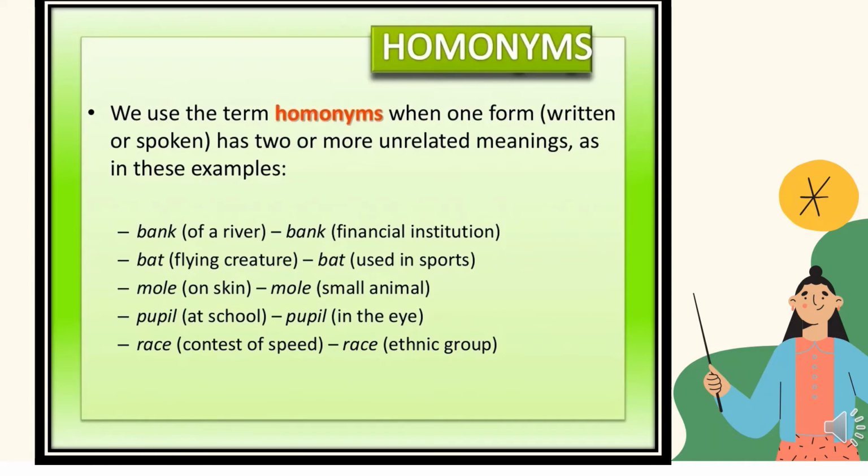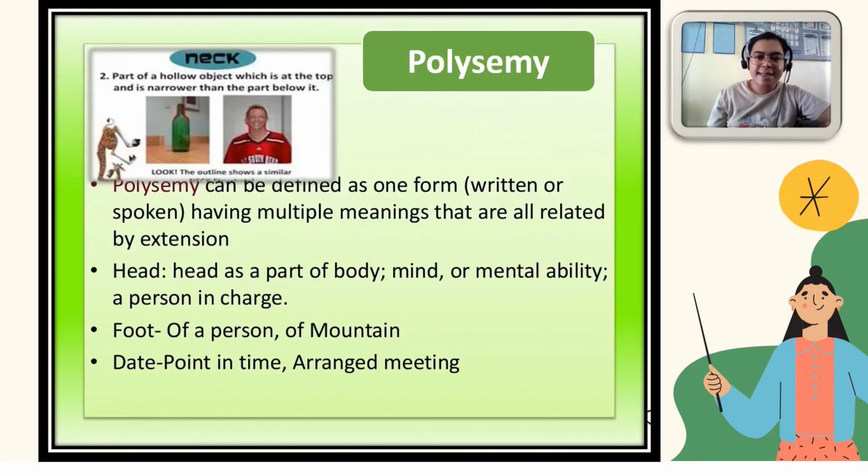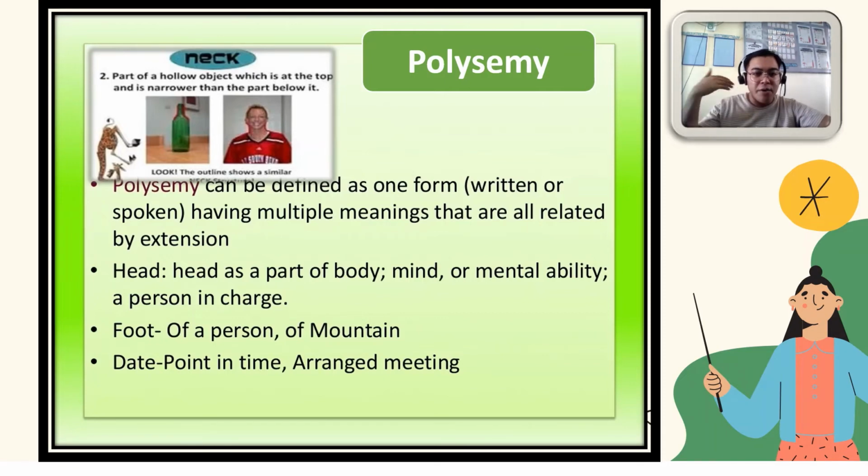Alright, so this time, let us proceed to another type of lexical relation, which is polysemy. Now, polysemy can be defined as one form, written or spoken, having multiple meanings that are all related by extension. Like for example, what we have here on the screen, we have head. Head could have another meaning: head as a part of the body, or perhaps a mind or mental ability, or a person in charge, right?